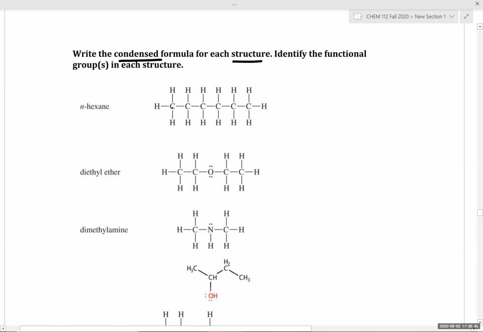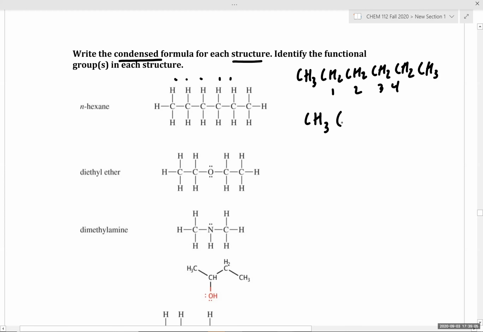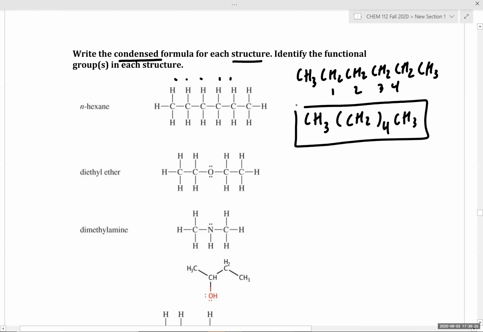So in this first case, first I'm going to partially condense my structure. So I have CH3, CH2, CH2, CH2, CH2, CH3. So I have 1, 2, 3, 4 CH2s. So I'm going to write this and condense this chain to CH3, CH2, and then what subscript do I put? 4, yep. And then I write my CH3. So this would be my condensed structure.